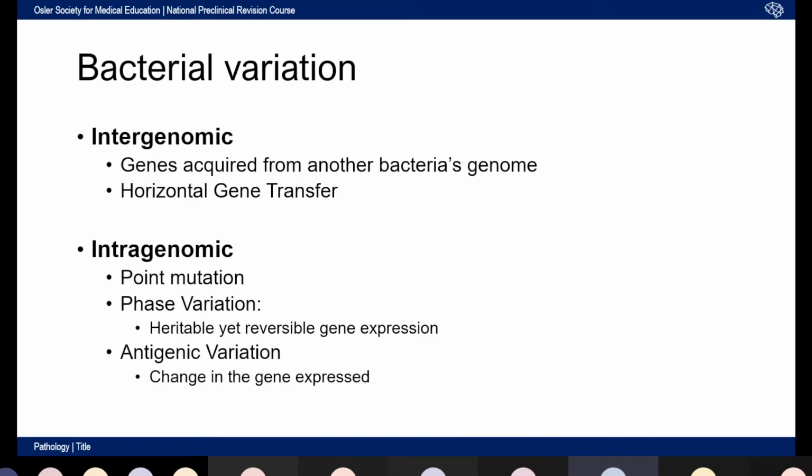So then for some things on bacterial variation. This can be intergenomic or intragenomic. Intergenomic is when genes are acquired from another bacterial cell's genome, and this can be done by horizontal gene transfer. Or there's also intragenomic variation, which is when the bacteria makes changes in its own genome. This can be done by point mutation, which has similar mechanisms in eukaryotic DNA, and also by phase variation, which is a heritable yet reversible change in the quantity of gene expression, whereas antigenic variation is a change in the gene expressed, so a qualitative change.